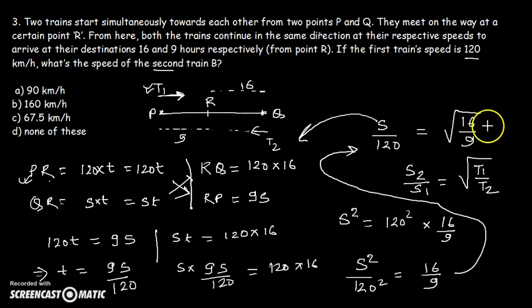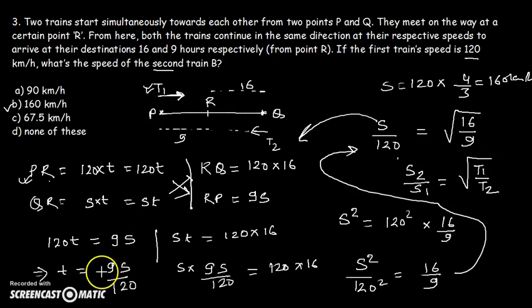If you carefully see, 16 is the time taken by the first train to reach the point Q from R, from the meeting point, and 9 is the time that train T2 takes to reach P from R. So you can remember this shortcut. S2 by S1 is equal to square root of T1 by T2. Here what will be the value? S will be equal to 120 into 4 upon 3. This will be 40. So 160 km per hour. 160 km per hour is the speed of the second train.